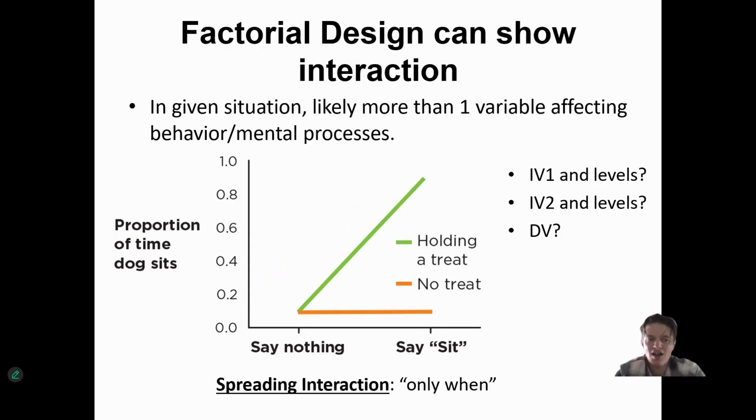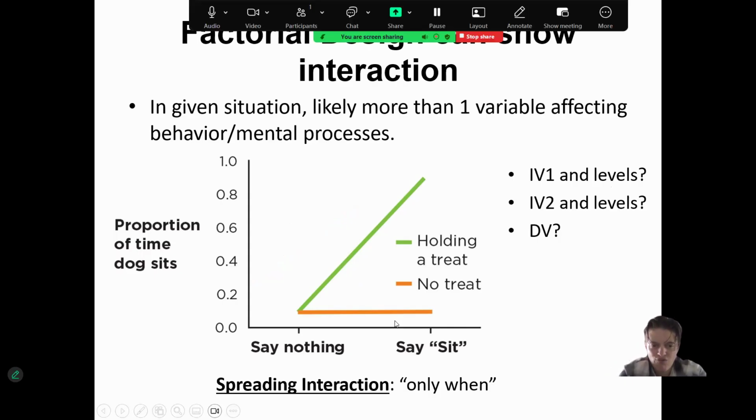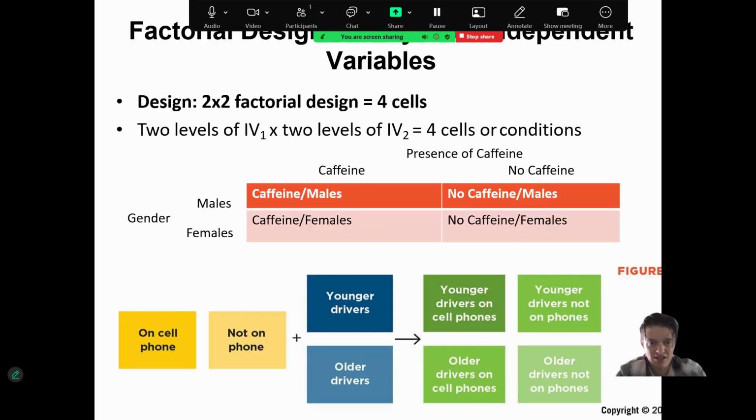The proportion of time a dog sits is what we're measuring. And it's if we say nothing or say sit, but they only sit when you're holding a treat, right? They don't sit when you're not holding a treat. So it's only when a certain thing is happening. And you can see how they kind of spread out from each other, right? They go out in different directions. So the graphs can be really telling, and the shape of them oftentimes can tell you a little bit more about what kind of interaction is taking place.